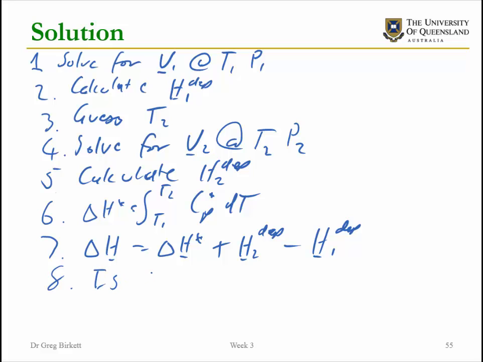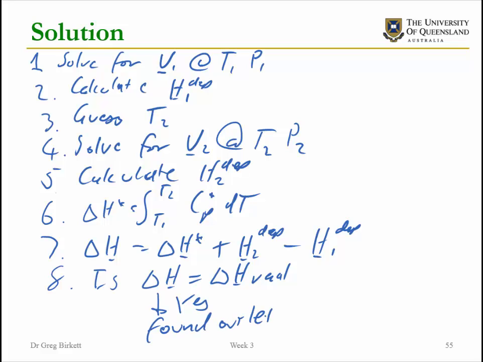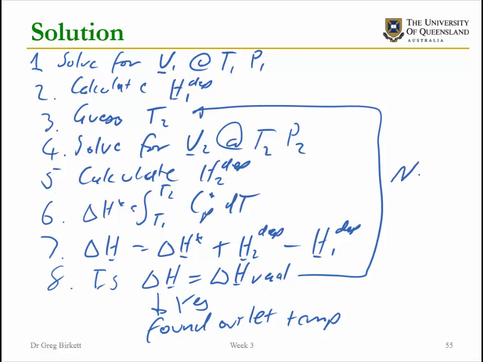Then we can ask, is delta H equal to the real enthalpy change that we're expecting from the efficiency that we've applied to the compressor? If yes, then we have found the outlet temperature. If no, then we go back and make another guess of temperature, and we keep repeating that until we've found what we needed.